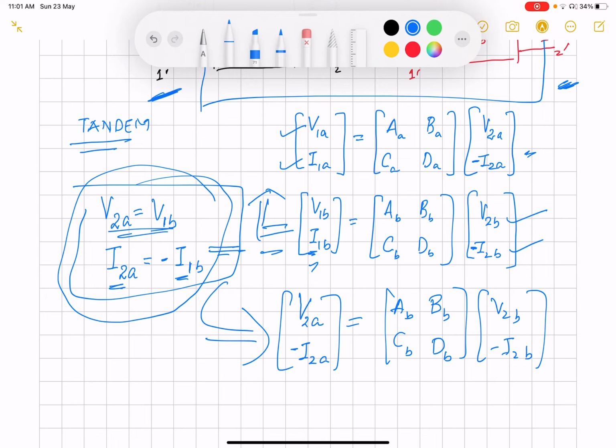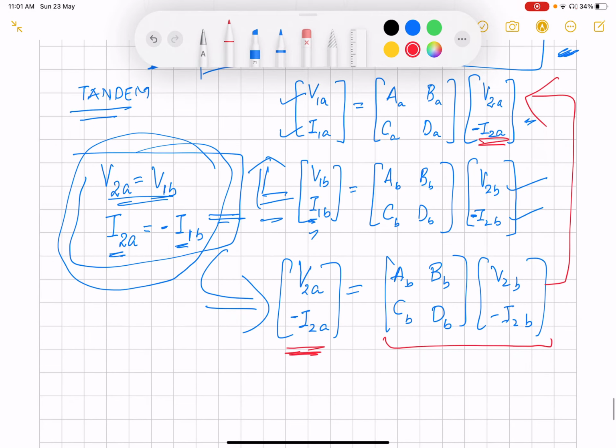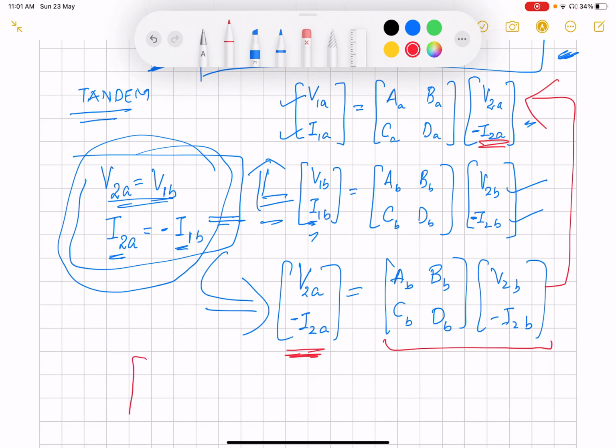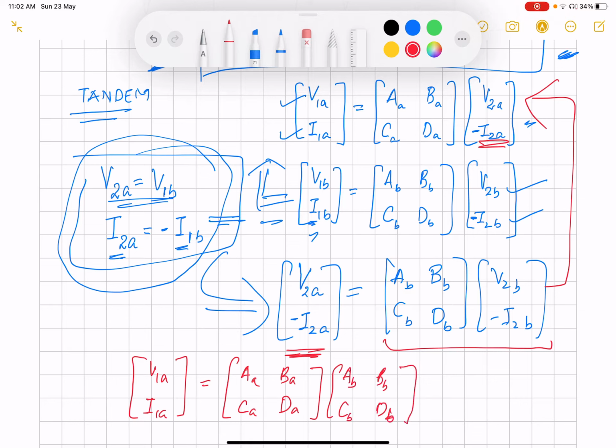So because of these interconnecting equations, I have rewritten my second equation like this, and now I can substitute my second equation back in the first equation, because this V2A, minus I2A, which is here, can be written in terms of V2B and minus I2B. So when I do this substitution, I get V1A, I1A equal to the matrix AA, BA, CA, DA times the matrix AB, BB, CB, DB, times V2B, minus I2B.